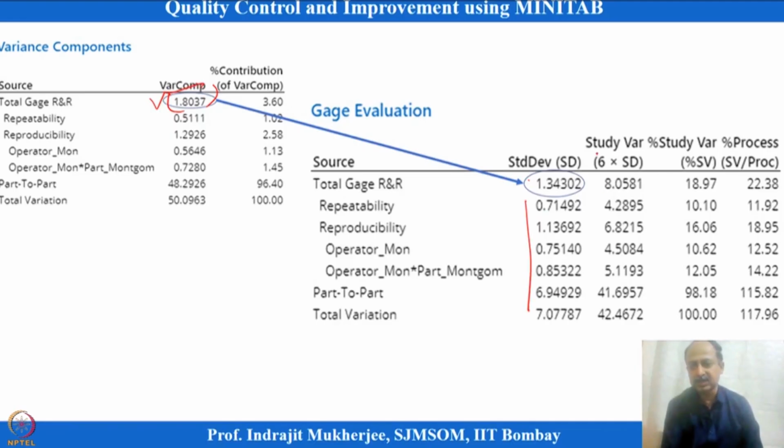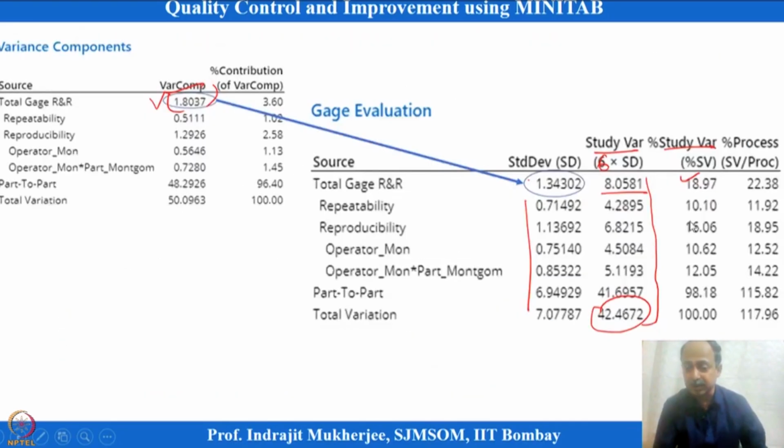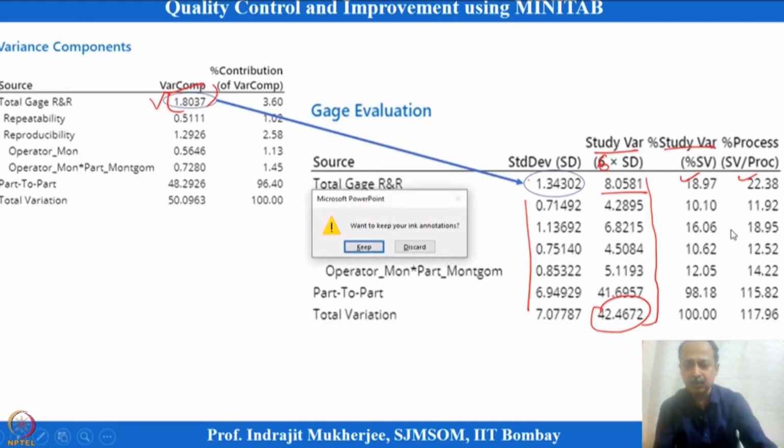Similarly, if you want to see the study variability, you multiply the standard deviation by 6, which gives you all these measures, and based on this we can also calculate the percentage study variation. So 8.051 is the study variation, and with respect to the total, it is around 18%. In addition, we can also incorporate the historic process variability, and that gives you a different percentage, which is 22. How this is coming, we can see.